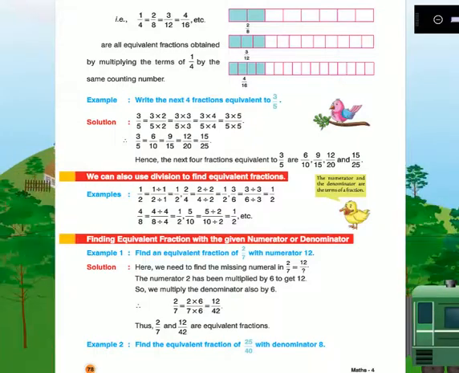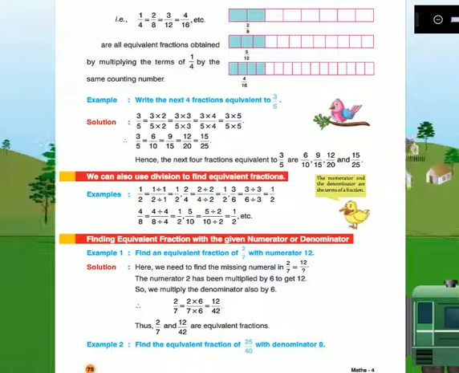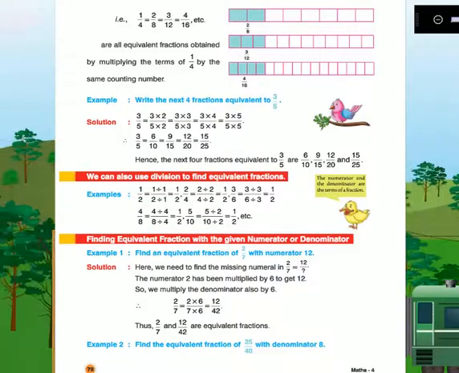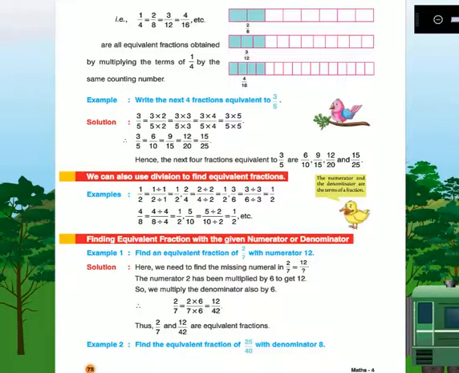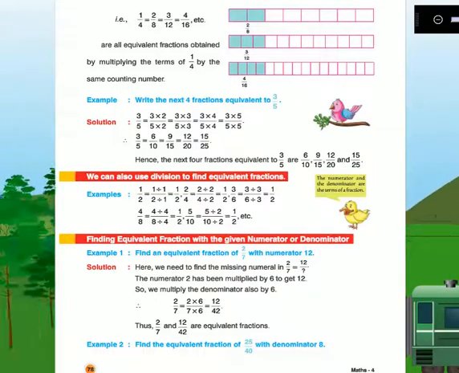Example: write the next 4 fractions equivalent to 3 by 5. I hope it is easy for you to do, children. We can also use division to find equivalent fractions.